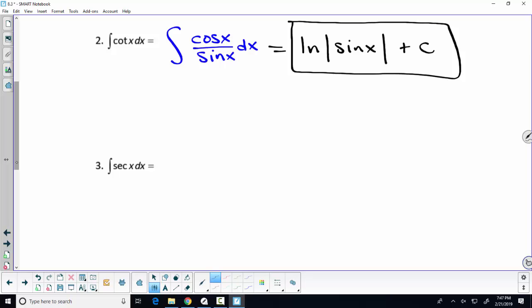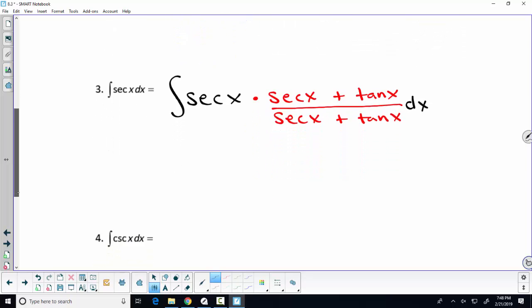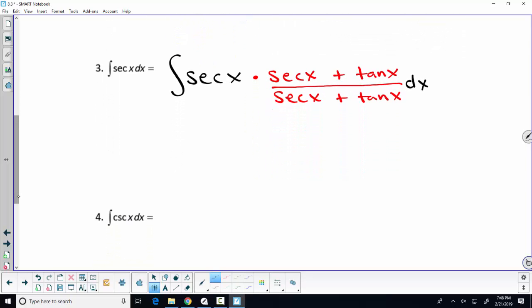So for secant, you don't necessarily have to remember the derivation. Just remember what the antiderivative is. The form of 1 we multiply through by is secant plus tangent over secant plus tangent. Okay, that's going to force this to be in logarithmic form as well.